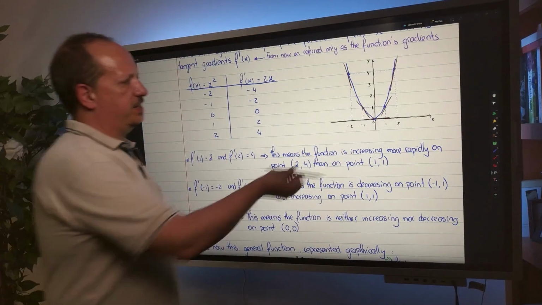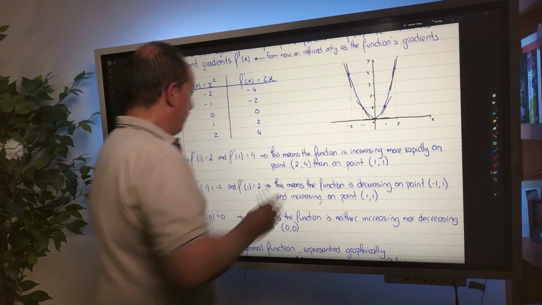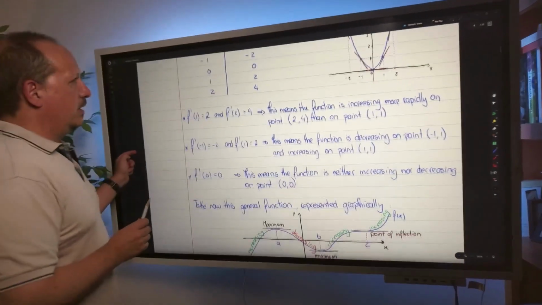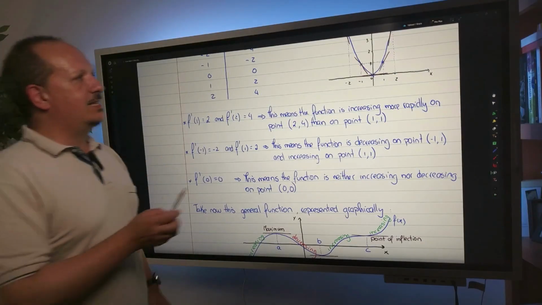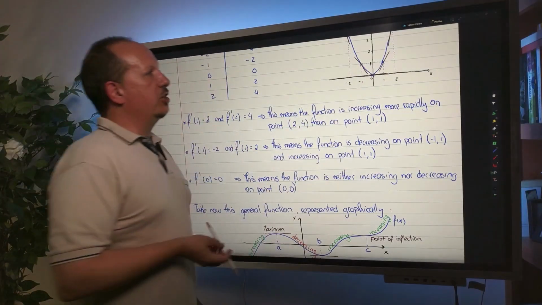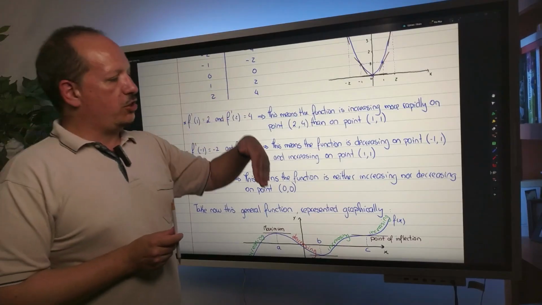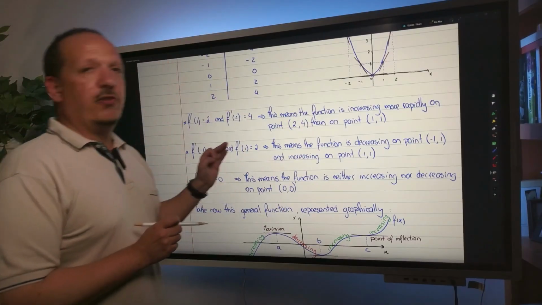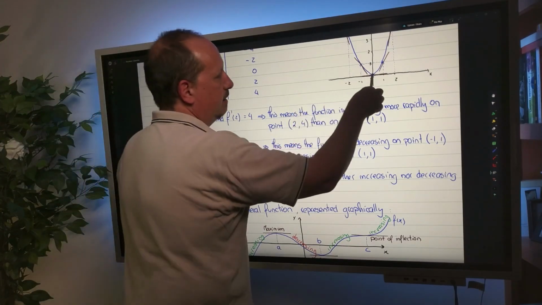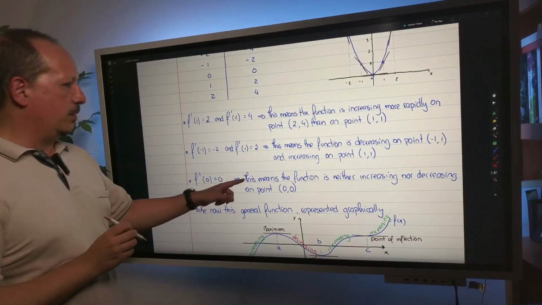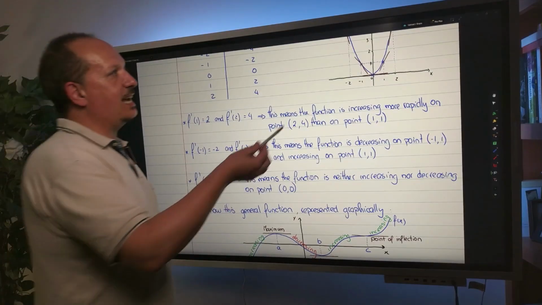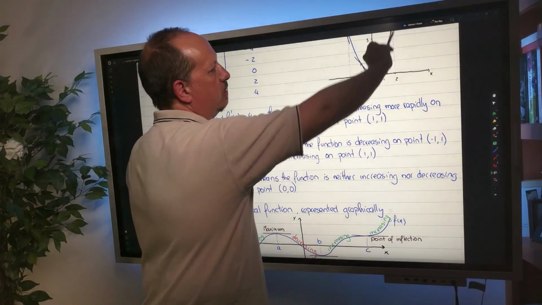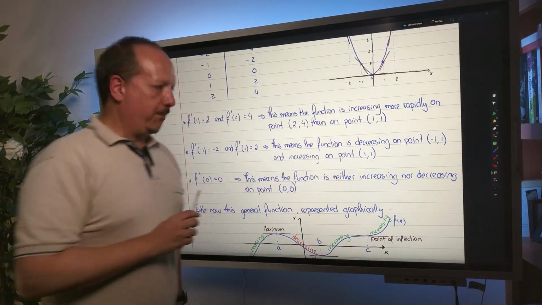What if the gradient is 0? If the gradient is 0, you have a very high probability that this is a point where a function stops decreasing and starts increasing, or vice versa. In this case, the point 0, 0 is the point where the function is neither increasing nor decreasing. It's actually changing from decreasing to increasing if you go that way.